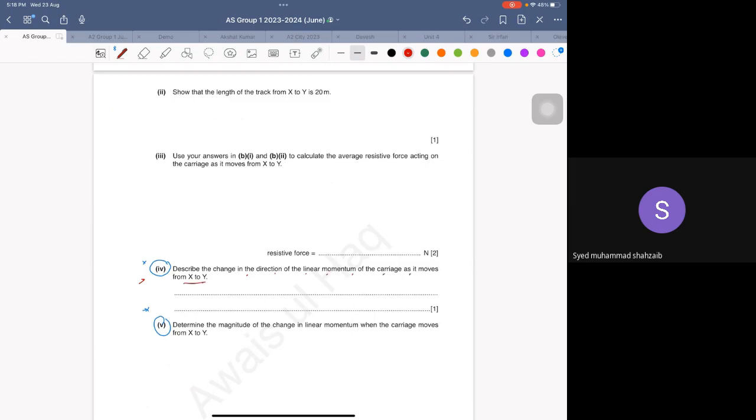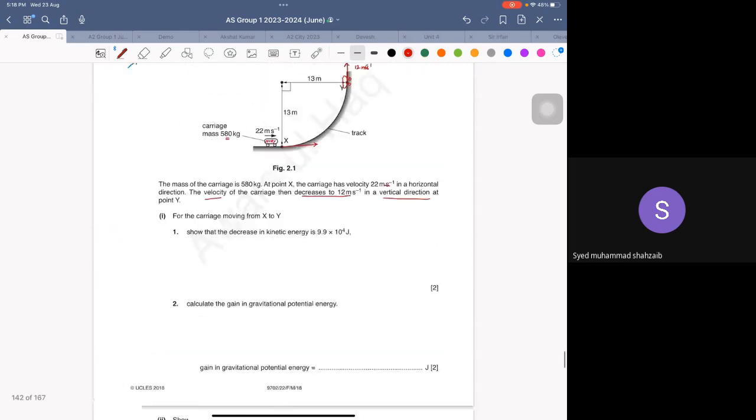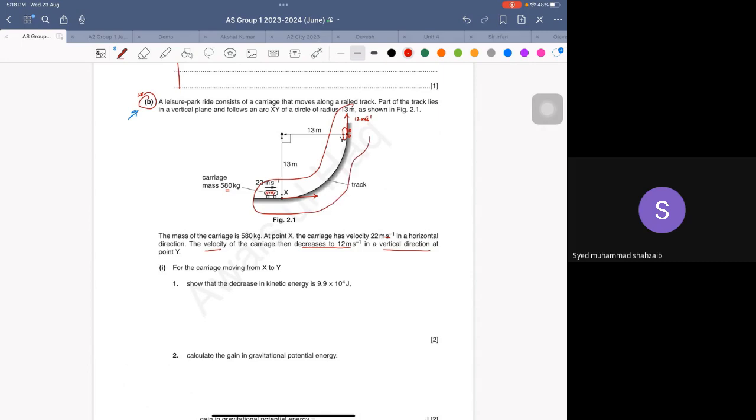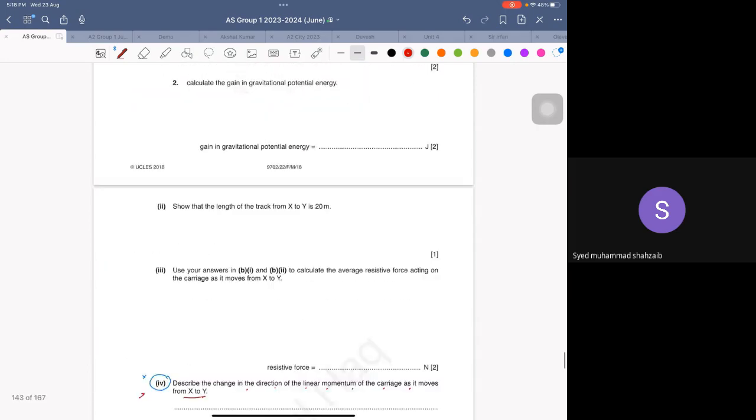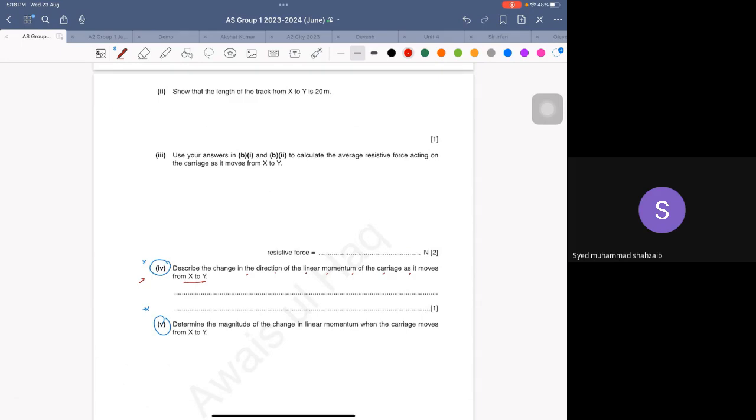Shazib, can you tell me this? What is the change happening here, like this whole thing? You just need to describe the direction. Yes, Shazib.